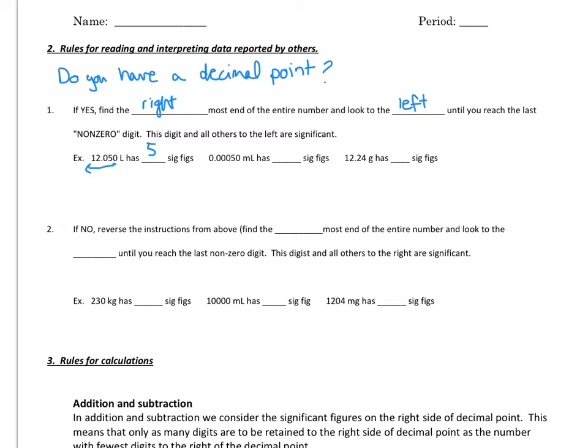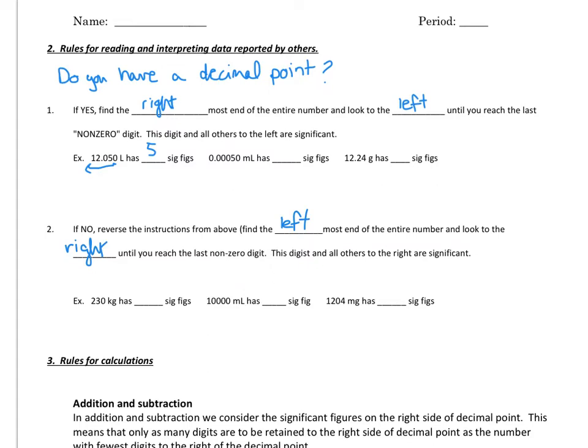If you do not have a decimal point, reverse the instructions above. That means you would find the leftmost end of the entire number and look to the right until you find the last non-zero digit. This digit and all the others to the right are significant.